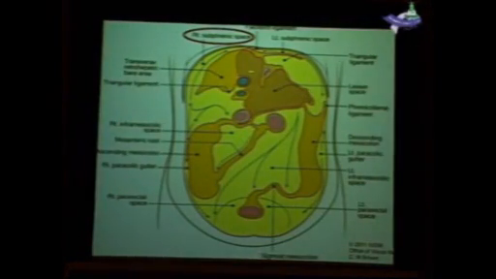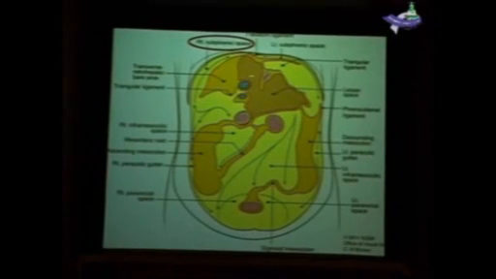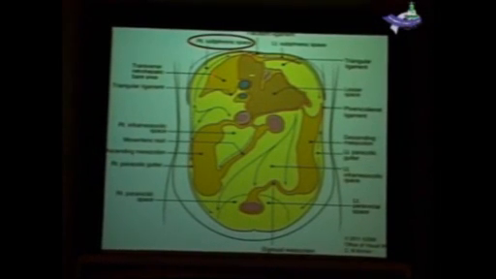So in this picture we can see the right subphrenic space on that side. It is bounded by the diaphragm above, the anterior, superior, and lateral surface of the right lobe of the liver, and behind this by the coronary ligament of the liver.